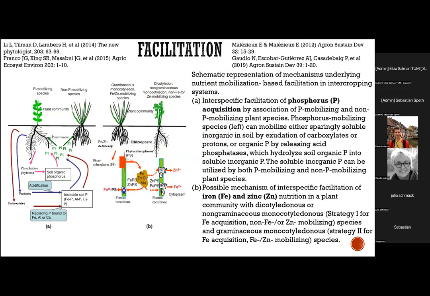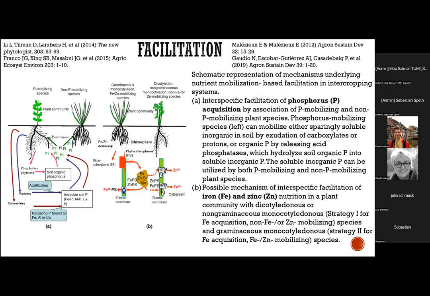So now we have reviewed the first process, which is called complementarity. Complementarity simply refers to resource partitioning. It's not when one species provides something for another. It's just that they use different resources. But there is also more positive interaction in polycultures, which is called ecological facilitation. In this situation, one crop makes resources more available or the microclimate more favorable for another crop.